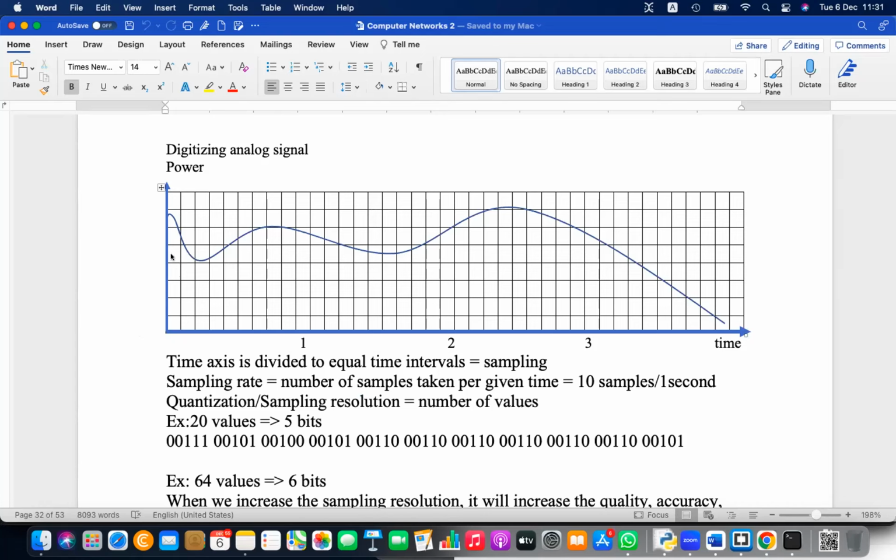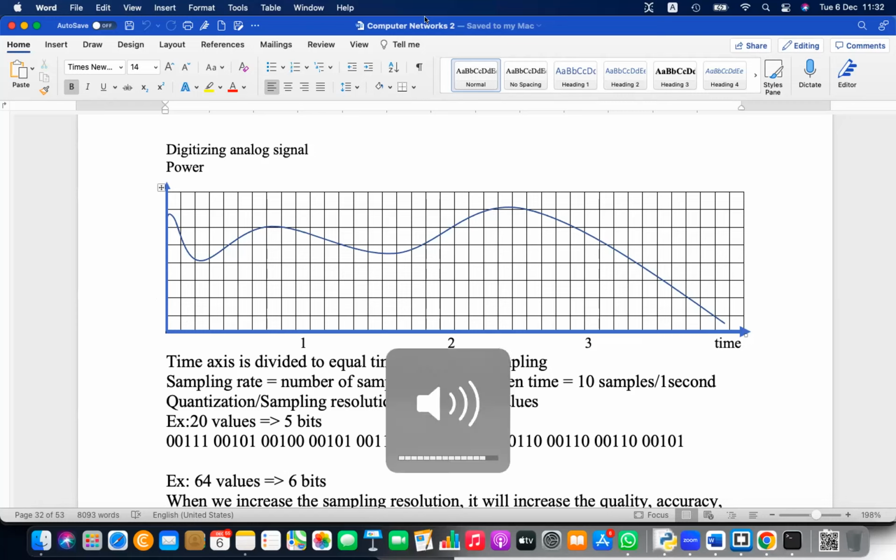The higher the quantization level, the more accurate the data, right? Because you can get the exact value. But with a lower quantization level, you will not get the exact value, you will get a rough value. It is better to have a higher quantization level, but it will require more bits. More quantization levels will generate more bits. Okay, here how many quantization levels? You can see 1, 2, 3, 4, 5, 6, 7, 8. In order to have 8 quantization levels, how many bits do you need?